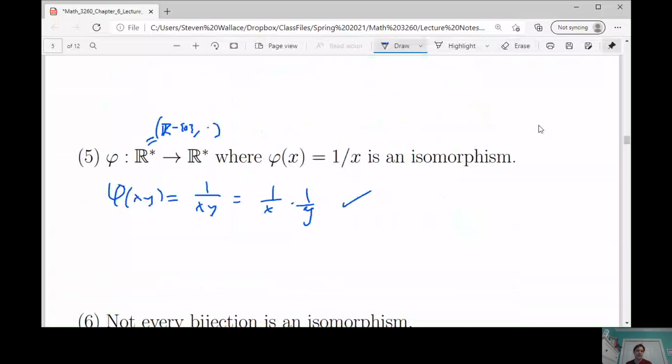So every number in the multiplicative real numbers will have a multiplicative inverse, right? And that's what we're getting here. That's essentially what this is, the reciprocal, okay?